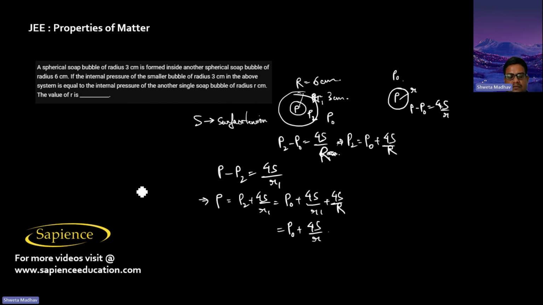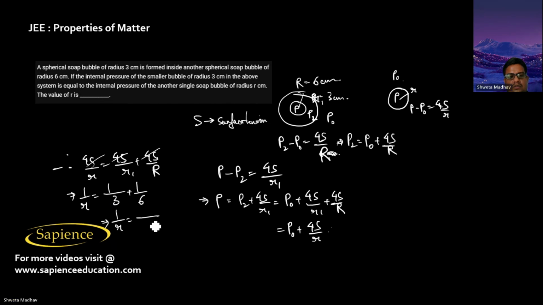Therefore, the R value we have to find out. If we equate these two, we get 4S by R equal to 4S by R1 plus 4S by R. Now 4S we can take as common and cancel out. We can say 1 by R is equal to 1 by R1, which is 3 centimeter, plus 1 by 6 centimeter. So this will be 2 by 6 plus 1 by 6, so 3 by 6. So R is 2 centimeters. So the value of R is 2. 2 is the answer.